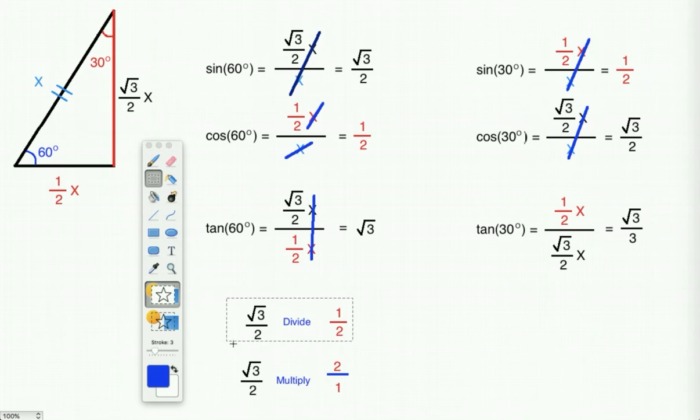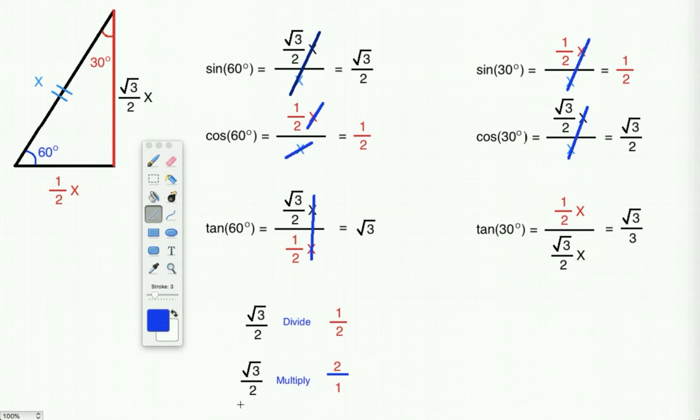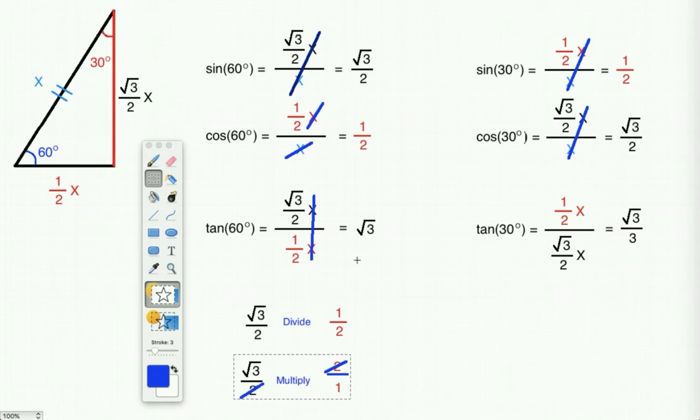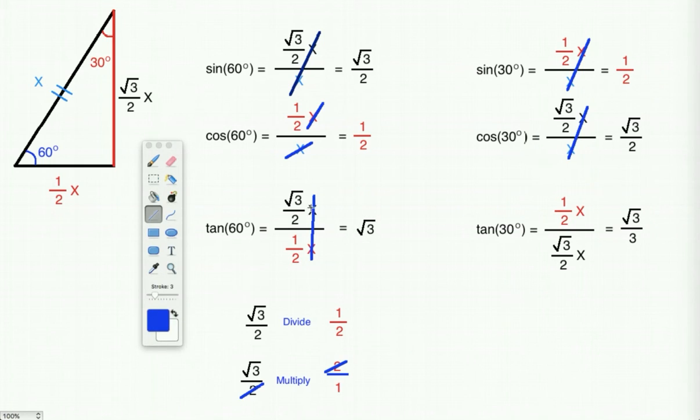Okay, and so this right here is equal to this. And when you're multiplying, this 2 here will cancel out with this 2 here. And then you have square root of 3 over 1. Dividing by 1 doesn't change anything, so square root of 3 over 1 is just equal to square root of 3. Another way you could have thought of it is here. This divide 2 will cancel out with this divide 2. And so then you have square root of 3 over 1, which is equal to square root of 3.